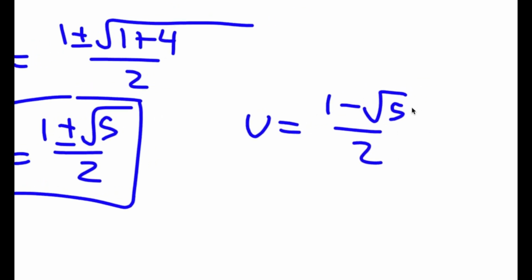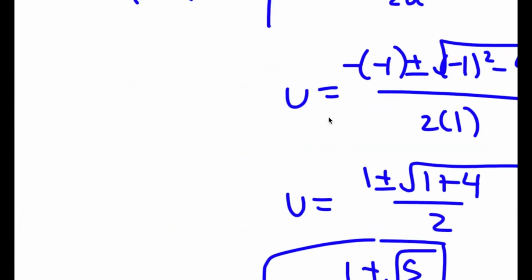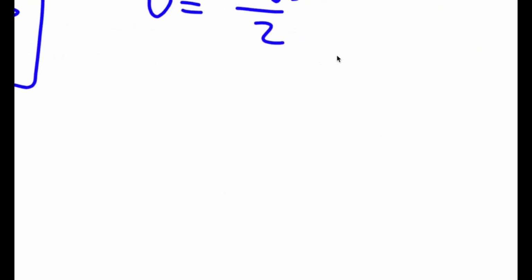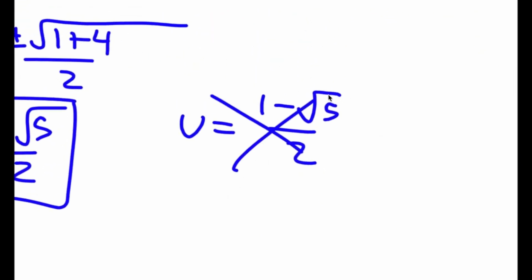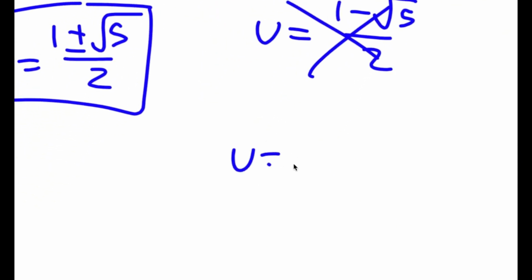So now we have u is equal to 1 minus the square root of 5 over 2. And 1 minus the square root of 5, that's going to be a negative number, and a negative number divided by 2 is a negative number. And you can't take the power of a positive number and make it a negative number, so this is wrong as well. So finally, I have u is equal to 1 plus the square root of 5 over 2.